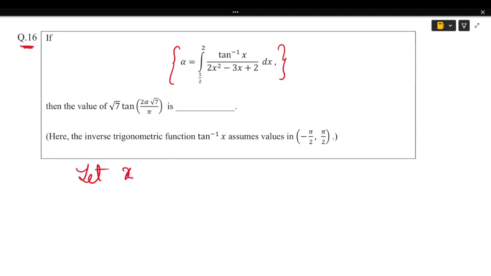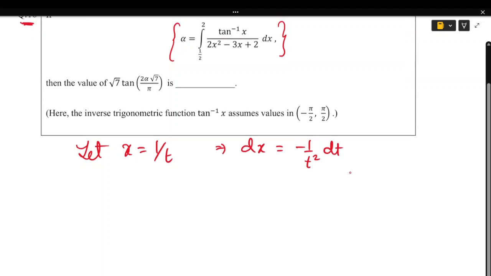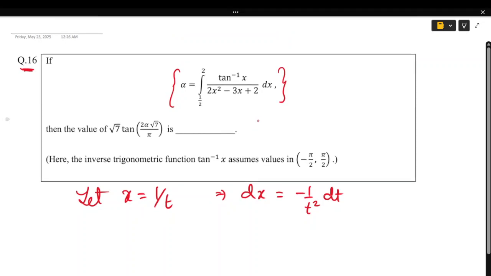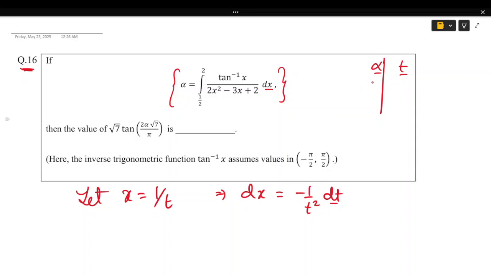Let x as 1 by t. So we get dx as minus 1 by t square dt. So the value of the limit will also change because we are now moving according to dt. So for x and t: when x is 1 by 2, t is 2. When x is 2, t is 1 by 2.